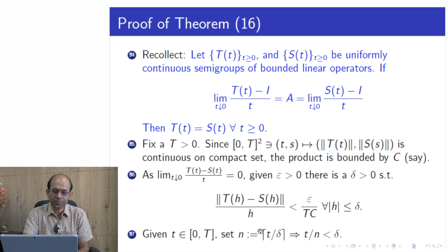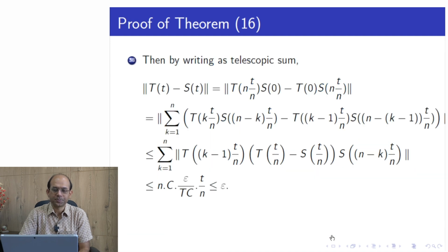So this would also imply that t by n is less than or equal to delta, correct? Because this is the way it is defined, that n is the ceiling of t by delta. So t by n is less than or equal to delta. I should have written less than or equal to here. So now what do we do?